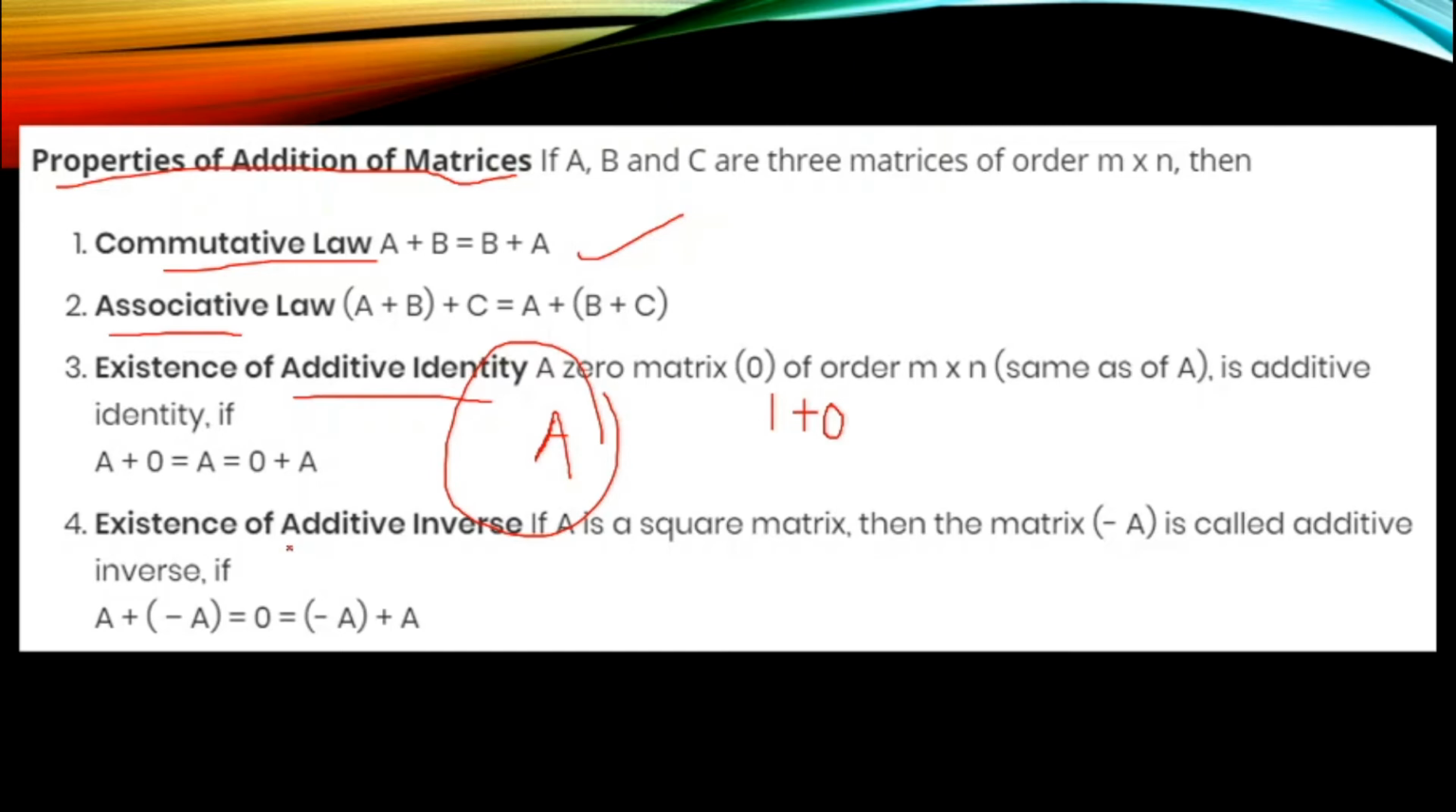Existence of additive inverse is nothing. You remember, if I have a number 2, the additive inverse is negative 2, and when I add them, I get 0. Same thing. If I have a matrix A, the additive inverse of the matrix A is negative A. That is, all the elements of A will become negative, and when you add them, you'll get the zero matrix. Is it clear? So minus A plus A equal to 0.